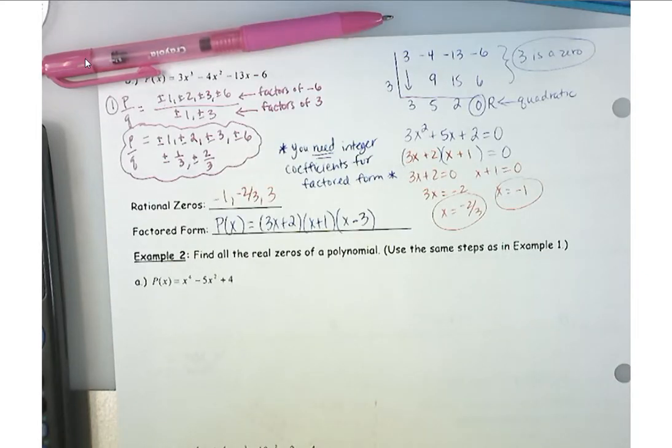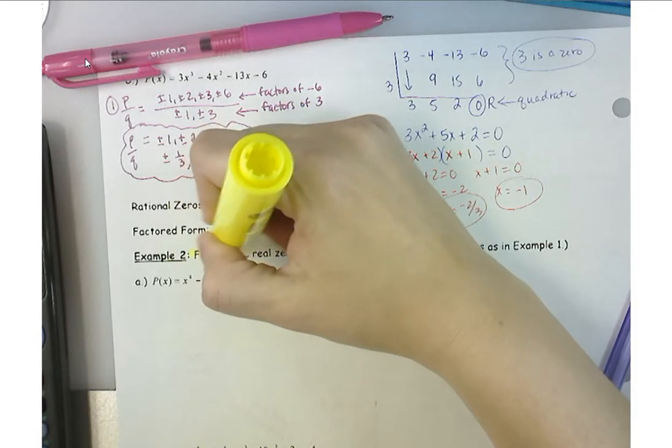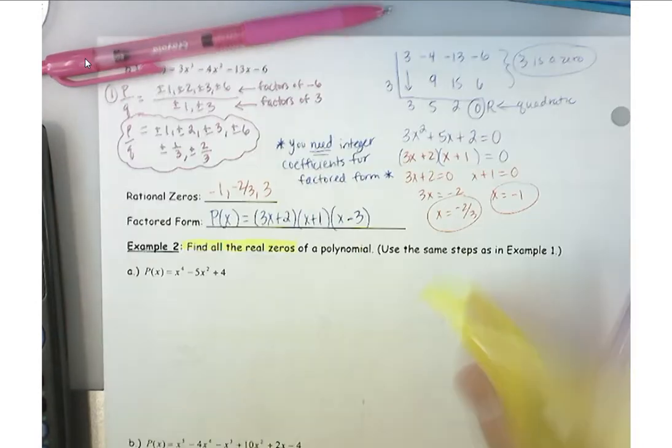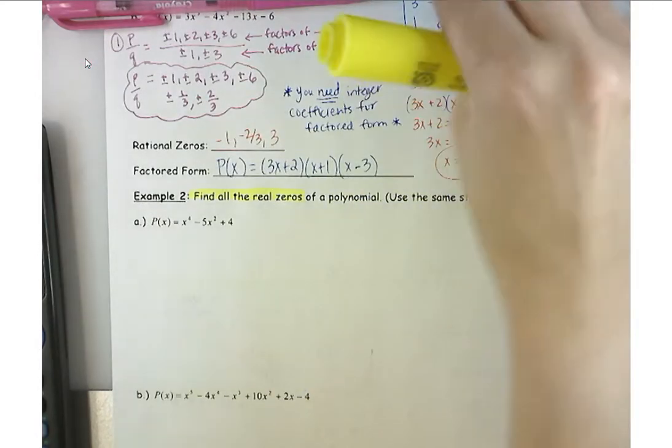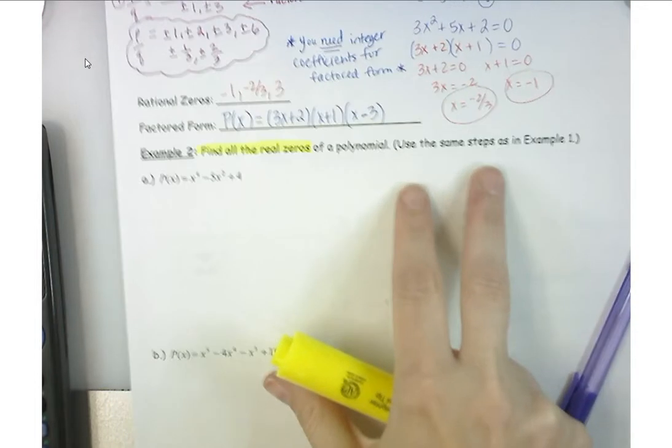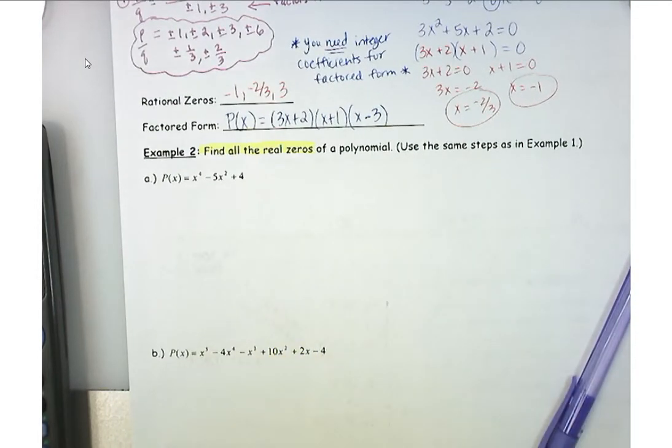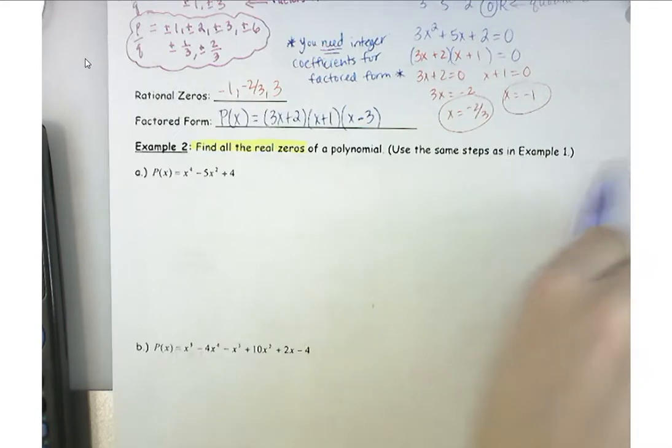All right. Then we're getting into some other stuff. For example, 2. So you are going to find all of the real zeros. I said use the same steps in example 1. This first polynomial that I gave you is very special. So we're going to talk about all the different ways that you can solve it, but we're going to start by using the steps in example 1.